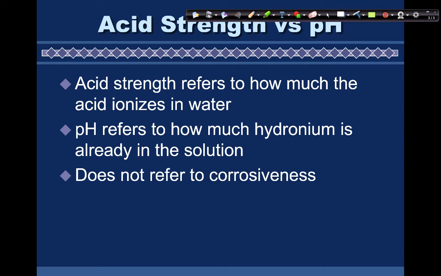So a strong acid is not necessarily a corrosive acid. If you watch Breaking Bad, hydrofluoric acid was mentioned in one of the episodes, and it is a dangerous acid. It's very corrosive. However, it is not a strong acid. It is a very weak acid, because strength refers to how much it ionizes in water. When we talk about something that ionizes, that means I put it into a solution and I create ions. In the case of an acid, we're talking about hydronium. How much hydronium will you make if you put it into a solution?